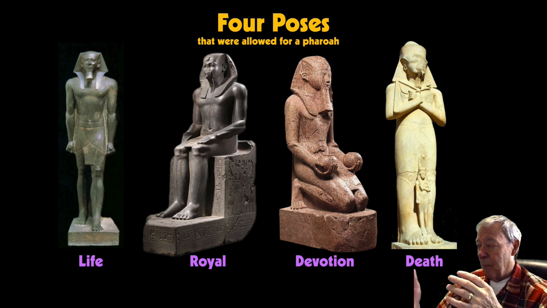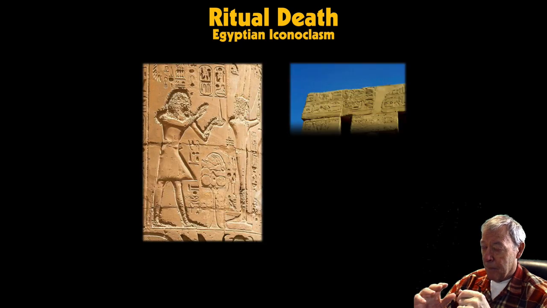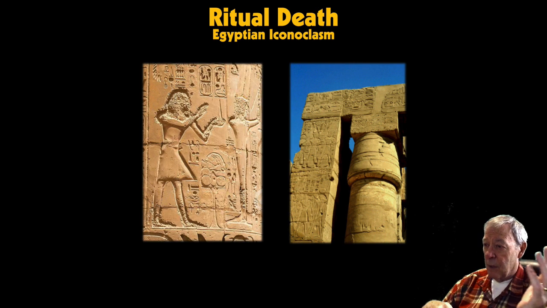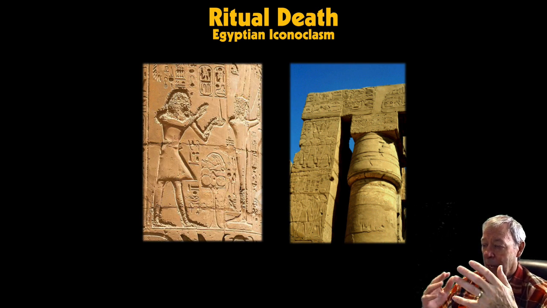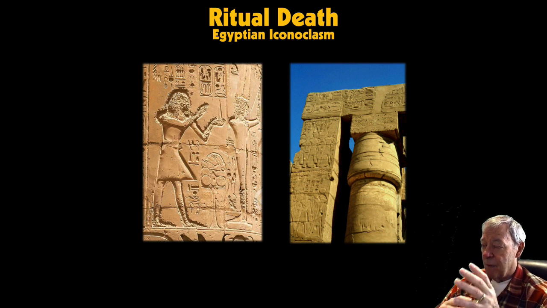Okay, then my final bit here is bringing some of these concepts together in what might be referred to as a ritual death. So Egyptian iconoclasm. You can see in the image on the left, this is a carving from a temple column. You can see a pharaoh and a god, pharaoh to the left and a god on the right. And you notice that in both cases, in particular the pharaoh, I want to focus on here, notice that there has been damage done to the figure.